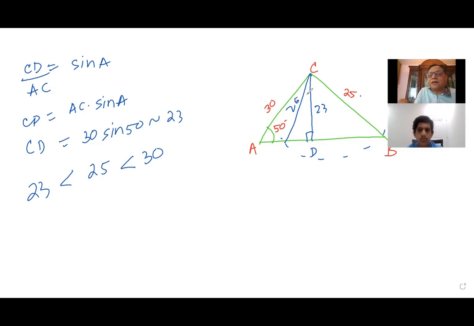So I get the second triangle. Basically, I'm looking at two triangles here. One is this, and the other one is this. Do you see that? Yeah. That's the case. You get the idea, right?